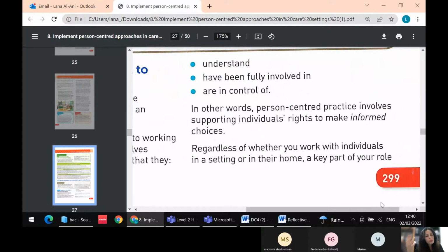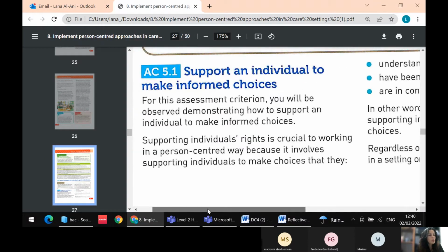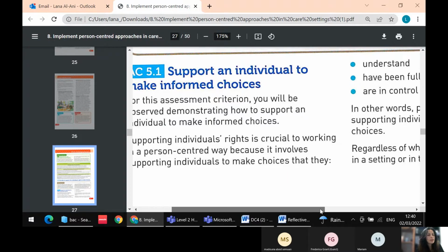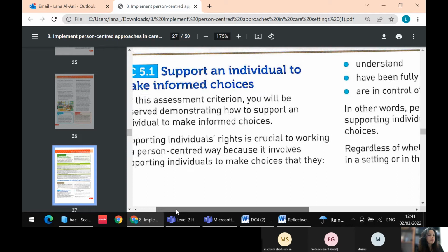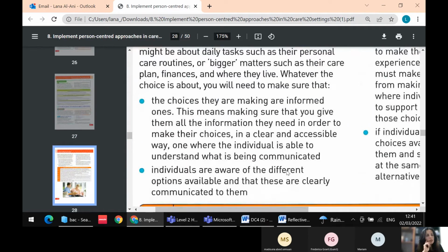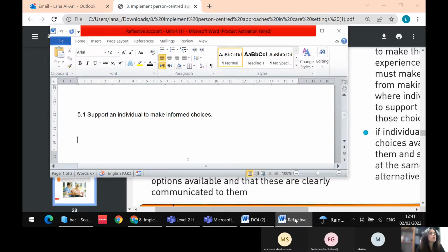First, you need to obviously talk to them. Yeah. So if you want to support them to make an informed choice, first you need to talk to them, to make them understand their situation, and then get them to be fully involved and in control. So how would you do that? So you need another example, basically. You can't just say things. For me, I need to show, where is it? It says support an individual.